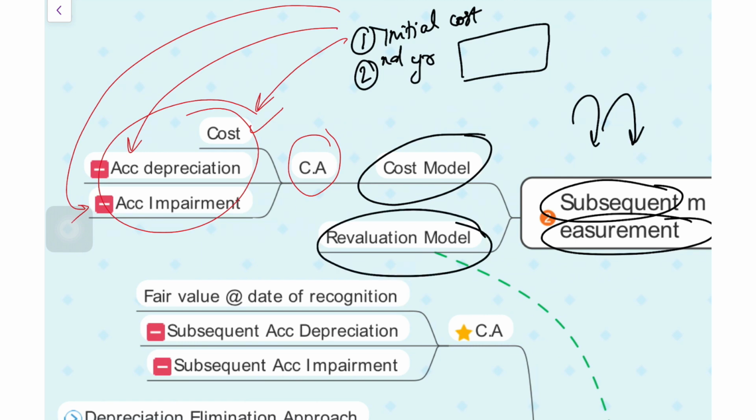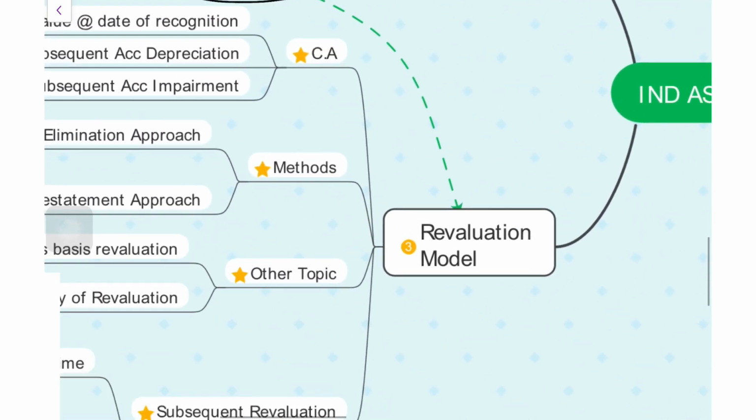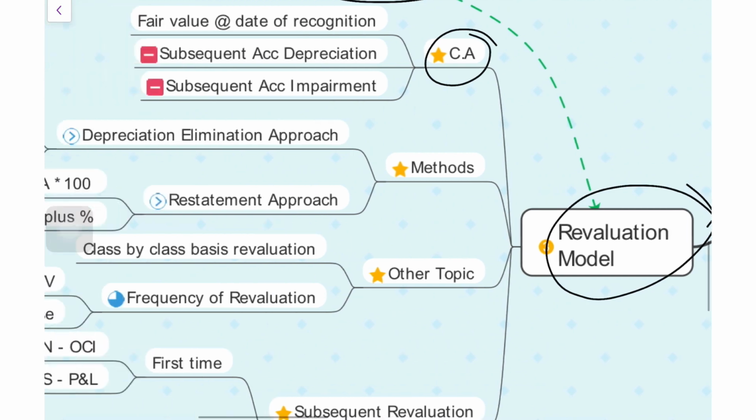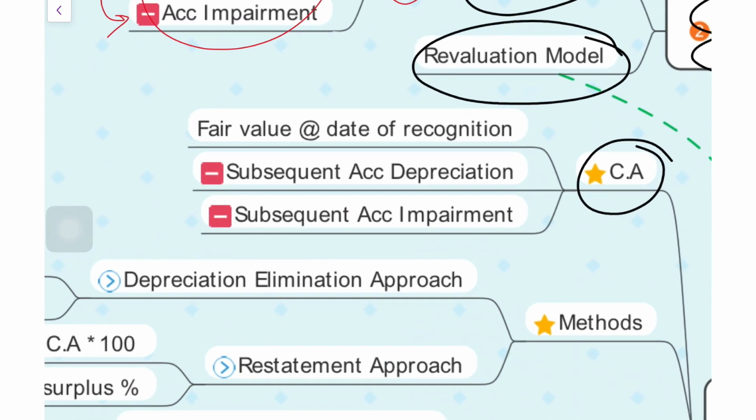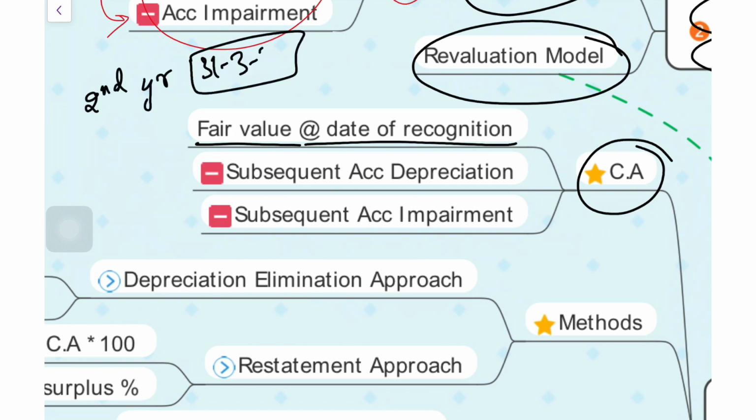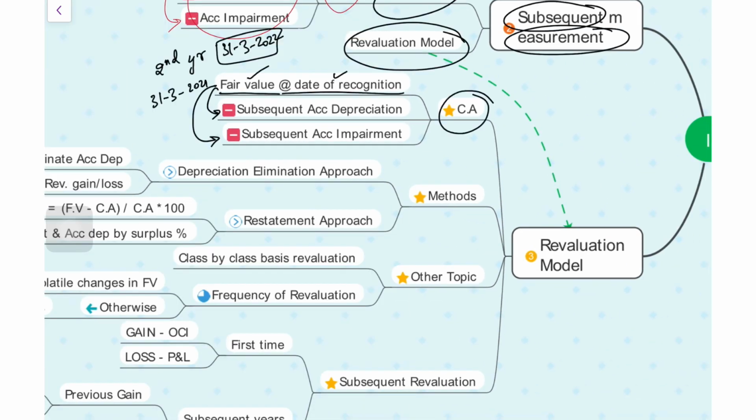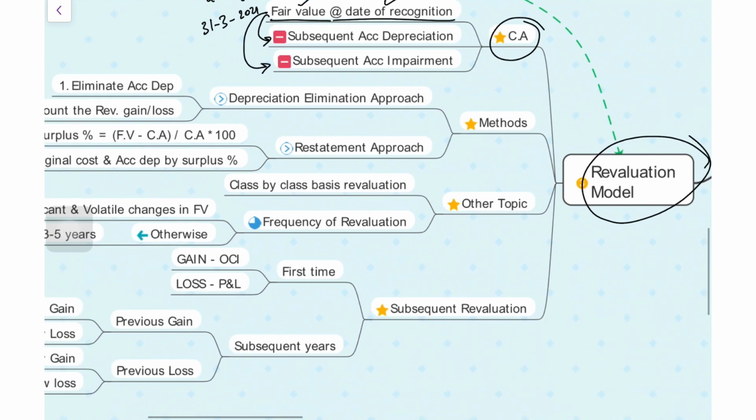Now there is one more model, which is known as the revaluation model. Talking of the revaluation model, how do you find the carrying amount of the PPE every year end? You have to take the fair value at the date of recognition. That means at the second year end, on 31st March 2022. Suppose you initially recognized this PPE on 31st March 2021, the first year end. For the second year end, see the fair value at the date of recognition, that is 31st March 2022. Take the fair value of the asset, minus the subsequent accumulated depreciation and minus accumulated impairment if there is any. If you do this, you will arrive at the carrying value of the PPE.